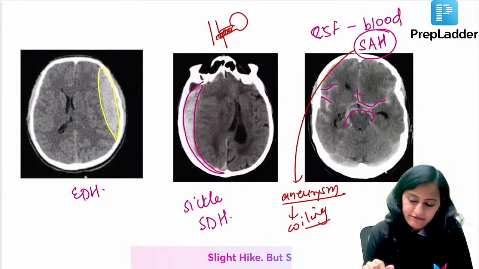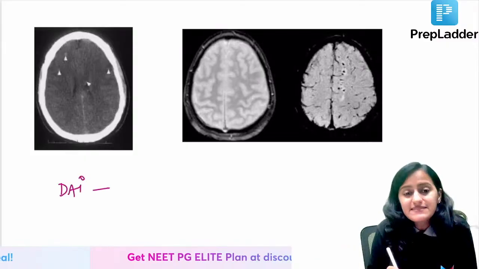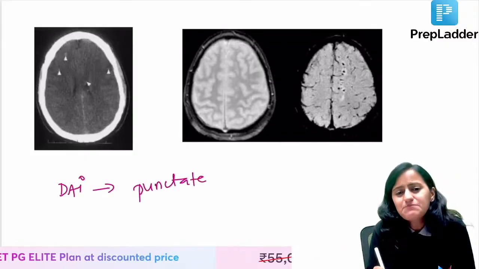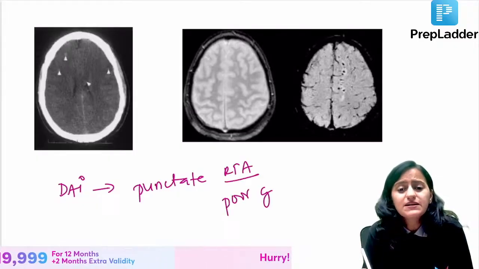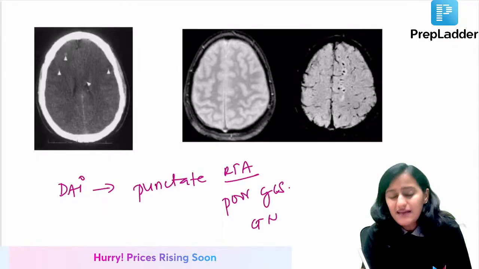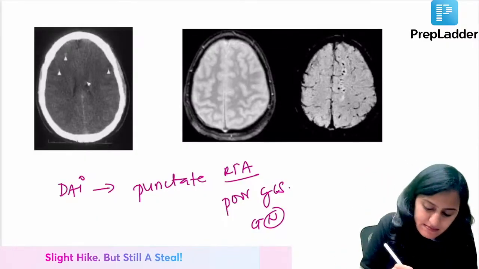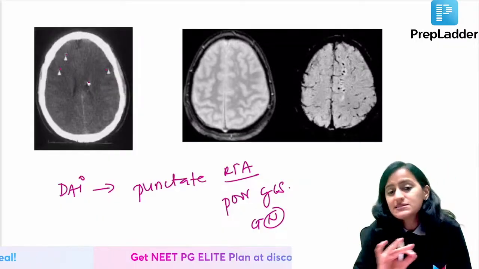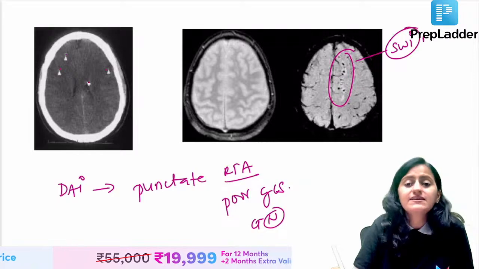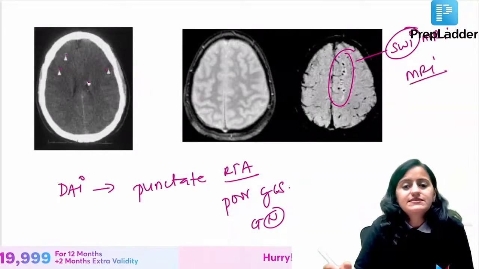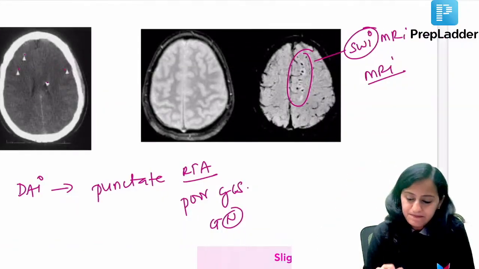Worst headache of life. Going to the next one, a classical image. What is this? This is diffuse axonal injury, which shows tiny punctate hemorrhages in a patient of trauma who has worsening or poor GCS. CT scan is mostly normal. So classically when you have this history, it's a diffuse axonal injury. Sometimes the CT might show microhemorrhages, many times it is normal. In that case, what investigation helps? SWI MRI helps in diffuse axonal injury.